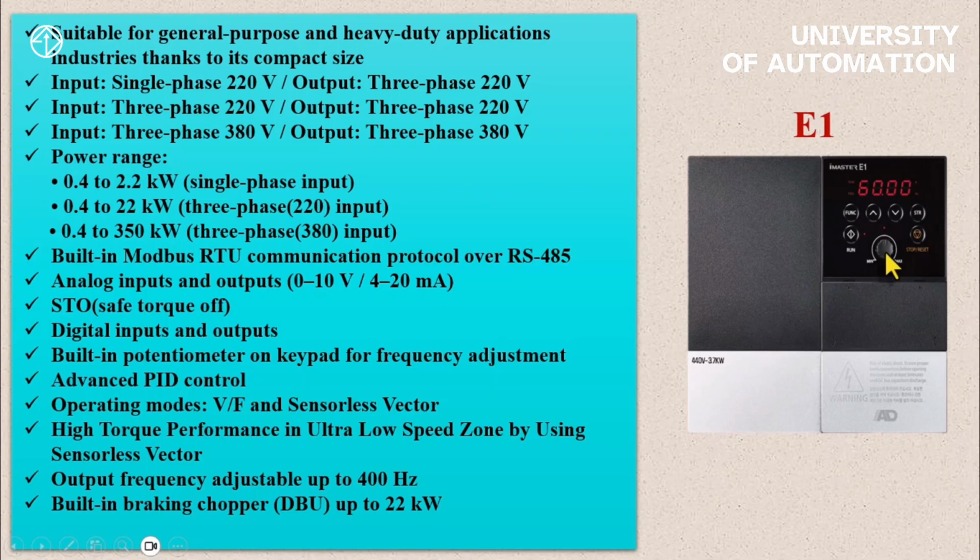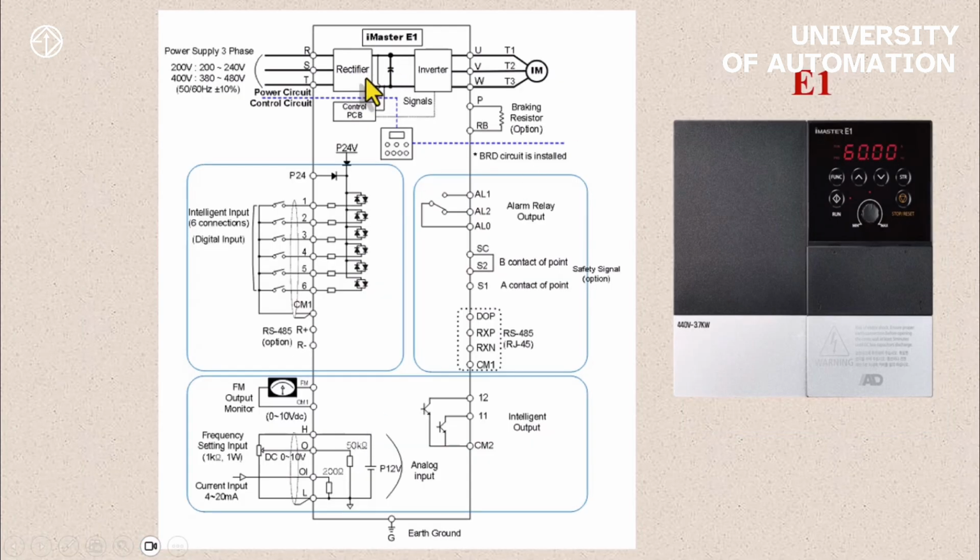The E1 inverter, like the iMaster A1 model, has a very advanced PID control. The operating modes supported by this inverter are VF and sensorless vector, and it only supports open loop mode. Its output frequency, like the iMaster A1 model, is adjustable up to 400 Hz and up to 22 kilowatt. This inverter also has dynamic brake, so you do not need to use an external chopper or dynamic brake up to 22 kilowatts. Here is the schematic of the iMaster E1 inverter.